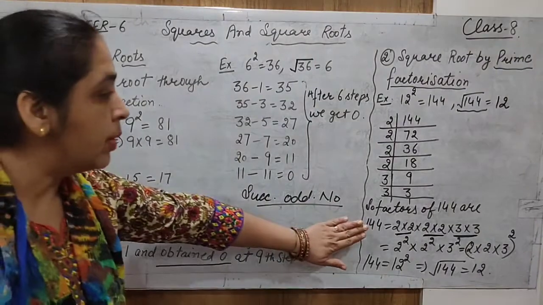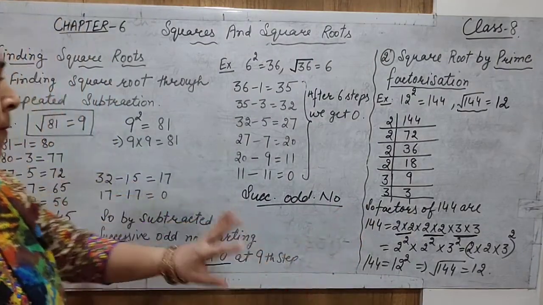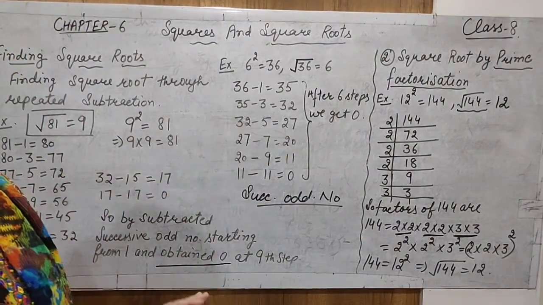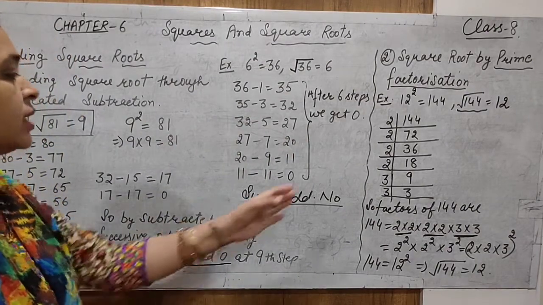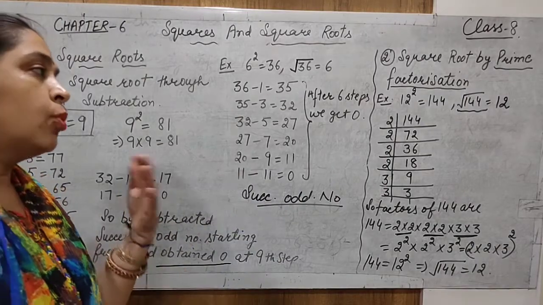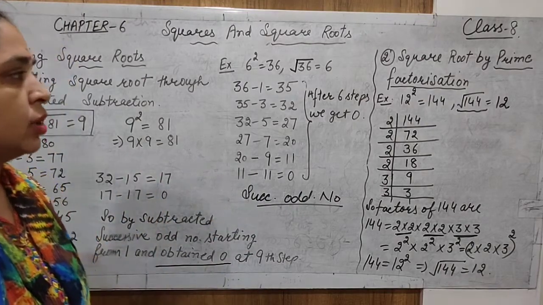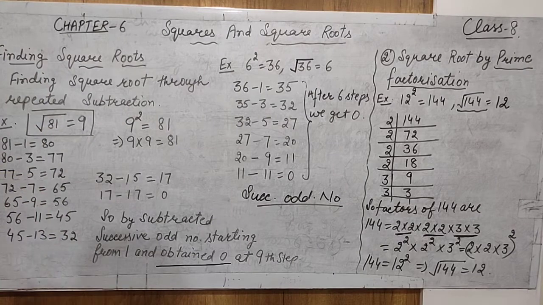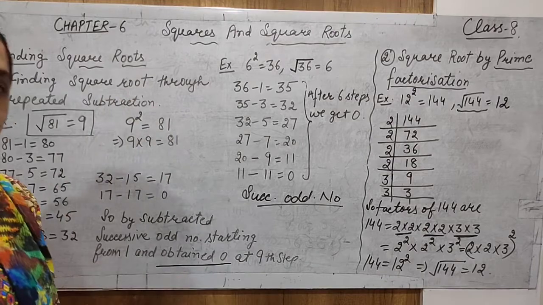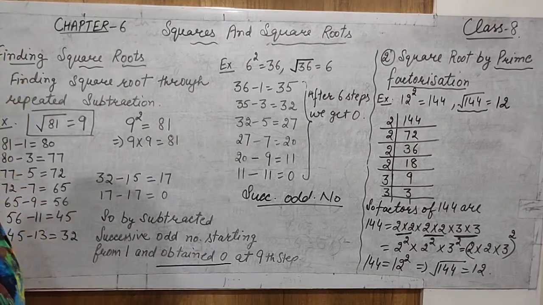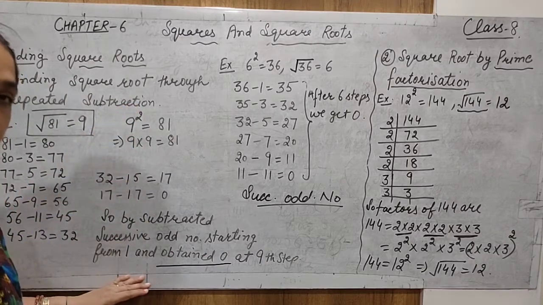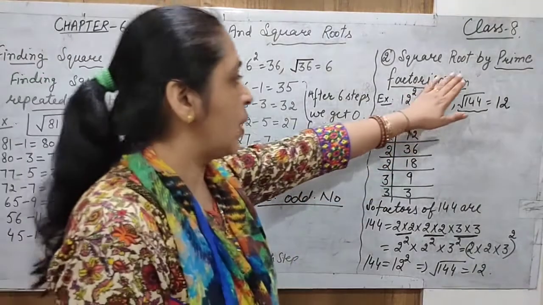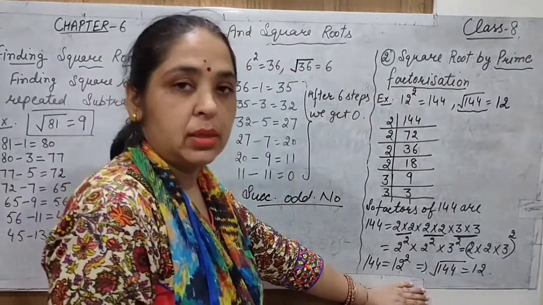This is another method to find the square root. Using any method, the answer is the same. For one question, the answer is one, but the methods are different. We have explained more methods to find the square root. But understand this: if the question says find the square root, you can adopt any method. But if the question says find the square root using repeated subtraction, then use that method. If it says find the square root using prime factorization, use this method.